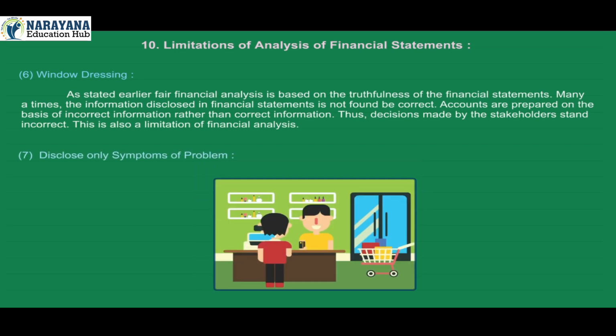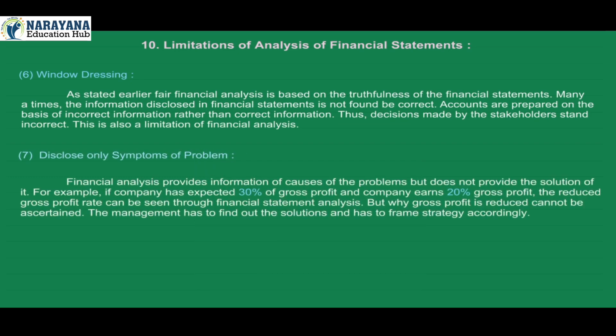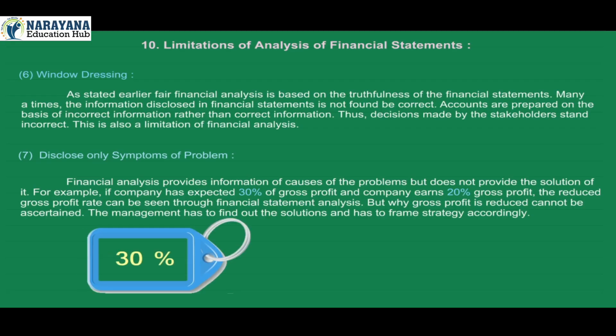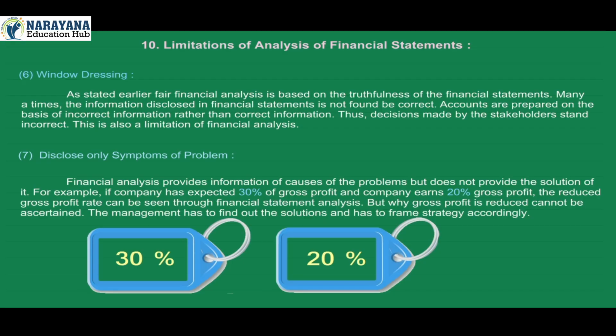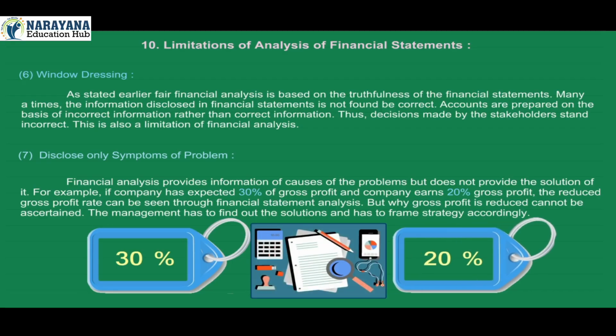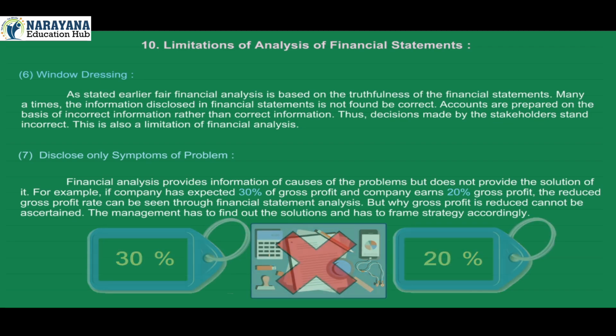7. Disclose only symptoms of problem. Financial analysis provides information on the causes of the problems but does not provide the solution. For example, if a company has expected 30% gross profit and the company earns 20% gross profit, the reduced gross profit rate can be seen through financial statement analysis. But why gross profit is reduced cannot be ascertained. The management has to find out the solution and has to frame strategy accordingly.